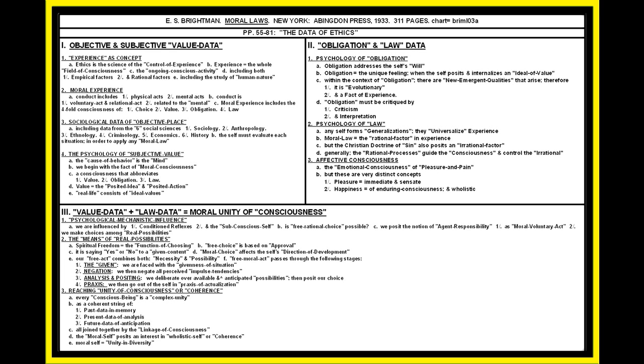But it all contributes, as we know from previous lessons, it all contributes to Brightman's concept of coherence. So if you look at block 3, value data plus law and obligation data equal moral unity of consciousness, or coherence. We begin with a psychological mechanistic influence. Brightman says we are influenced by conditioned reflexes and by the subconscious self. And he says, is free rational choice possible?